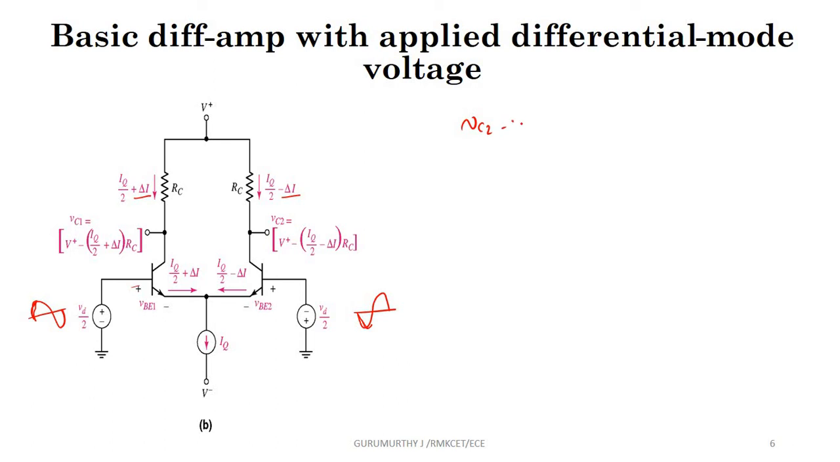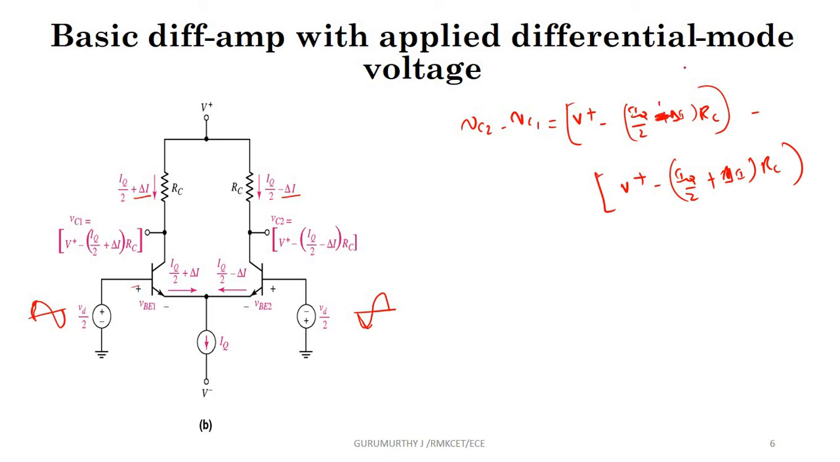Similarly, if I calculate VC2 minus VC1, I will end up with V plus minus IQ by 2 plus delta I into RC, which is nothing but the drop across RC, minus V plus minus IQ by 2, sorry, it should be VC2, right? So this is minus, plus delta I RC. So this is minus. The resultant will be, this and this will cancel, this is minus so this will also get cancelled, and the resultant will be 2 times delta I into RC.